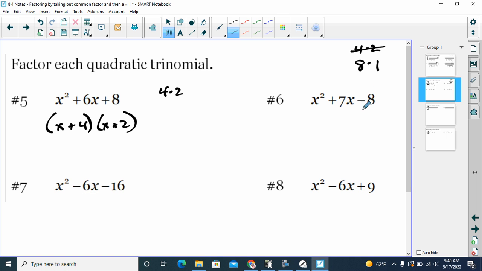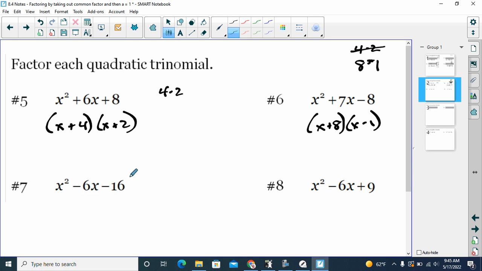They multiply to negative, so one positive number and one negative number, but should add up to positive 7. So the bigger number should be positive, the smaller number needs to be negative. Positive 8 and -1. You can always double check. Multiply them gives you -8. Add them gives you 7.